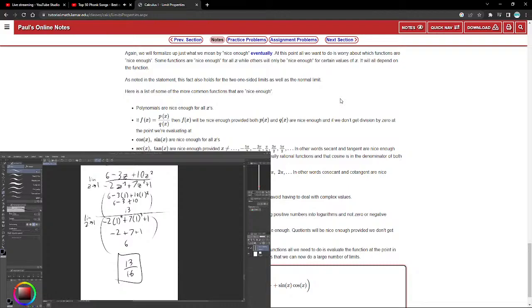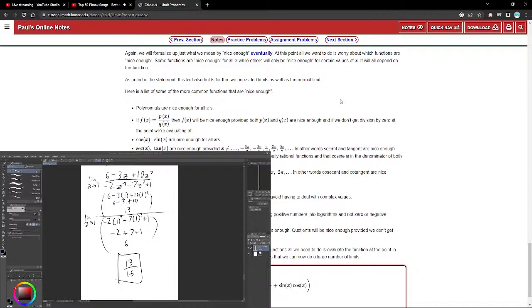Cosecant and cotangent are nice enough provided x does not equal those values. In other words, cosecant and cotangent are nice everywhere sine isn't equal to 0. The nth root of x is nice enough for all x if n is odd, and nice enough for x greater than or equal to 0 if n is even. Here we require that x is greater than or equal to 0 to avoid having to deal with complex values.